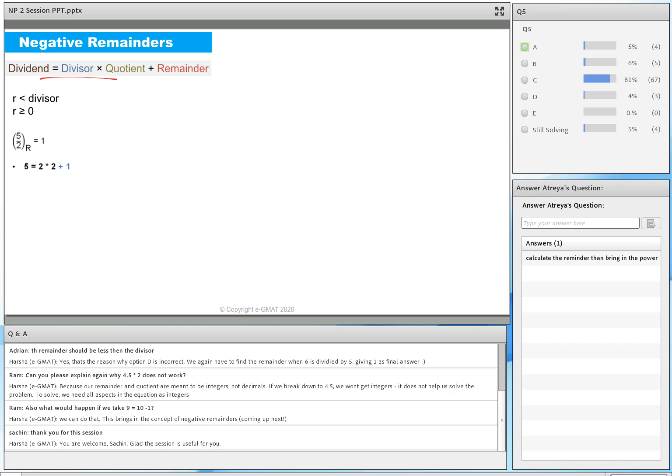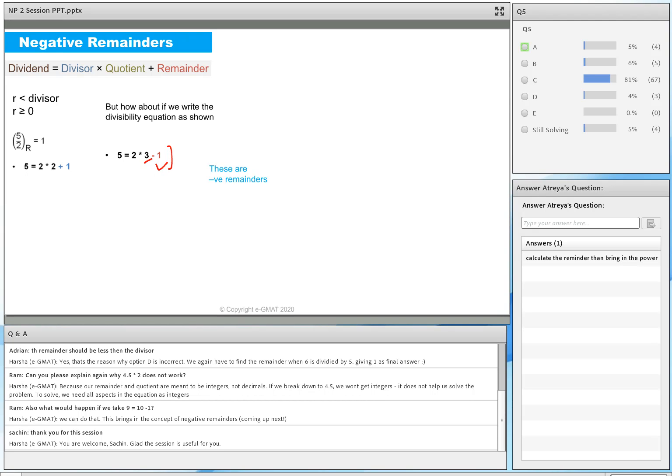Now, whenever you divide 5 by 2, the remainder that you get is equal to 1, correct? But that happens when I take the quotient to be equal to 2. What if I take the quotient to be equal to 3 in terms of 2? Then I can write 5 to be equal to 2 times 3 minus 1. Now this minus 1 over here is a negative remainder. But keep in mind, by the definition of remainder, remainder can either be 0 or less than the divisor. It can never be negative.